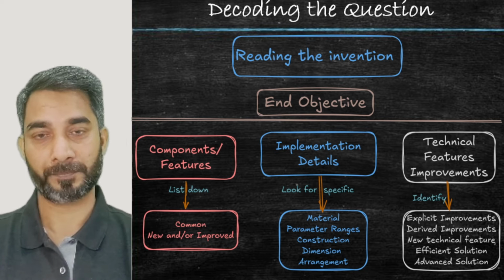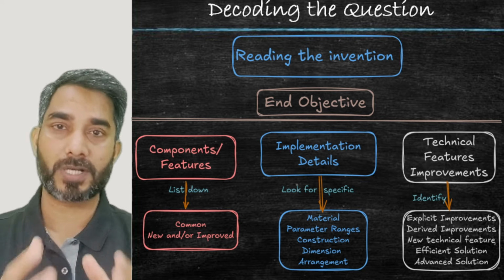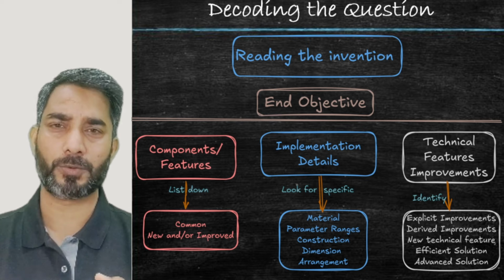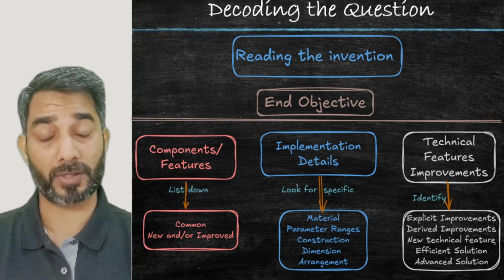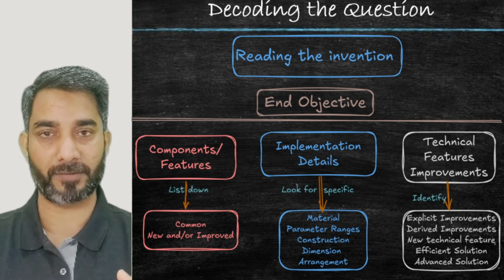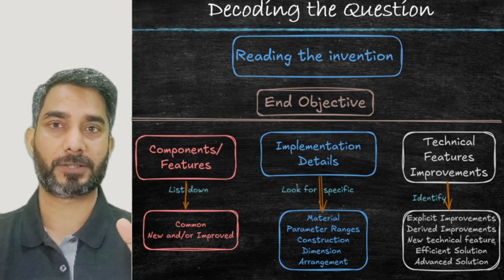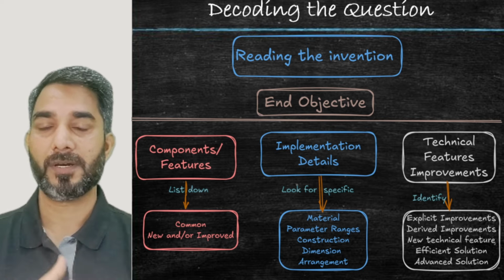So first, always understand the objective of the invention. The invention will always be given to you as a system for doing something, a method for doing something. That doing something is nothing but the end objective. Now, how does it help? Basically, you are able to picturize what your system is and how the components of your system are working together to achieve that objective.